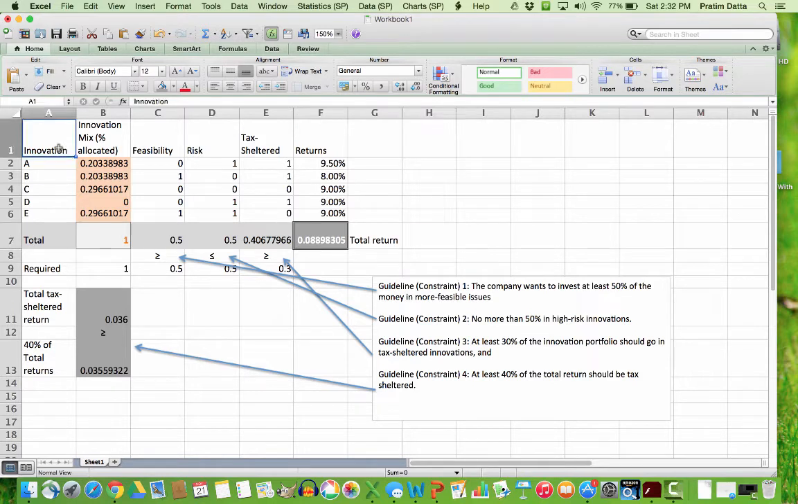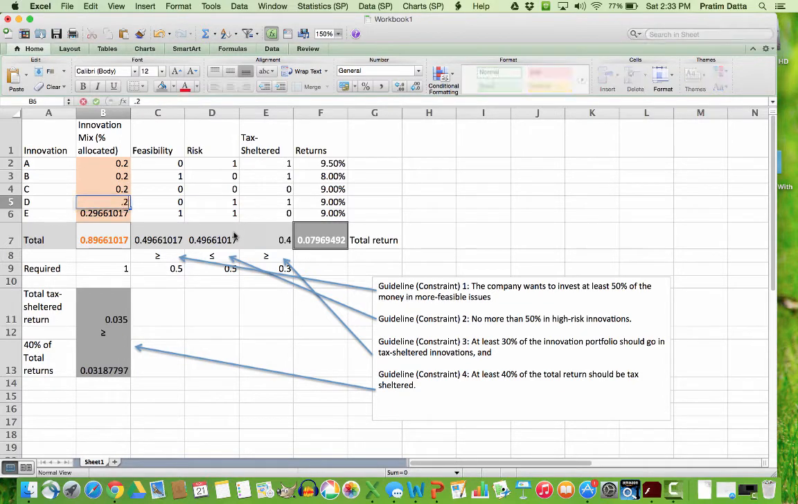So in this case, you've got innovations A, B, C, D, and E. 5 different types of innovation patterns that you hold. What you want to know is, what would be the right innovation mix, right? So assume everything. It doesn't matter if it's $1 million invested, or 20 million, or 50 million. You can convert everything to a percentage. So let's start by saying that everything is going to be 20%, right?